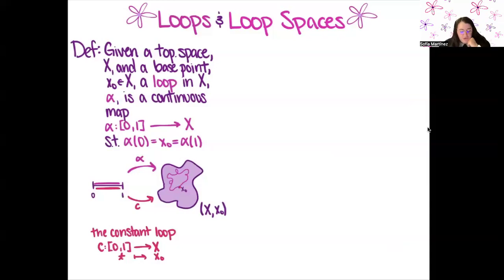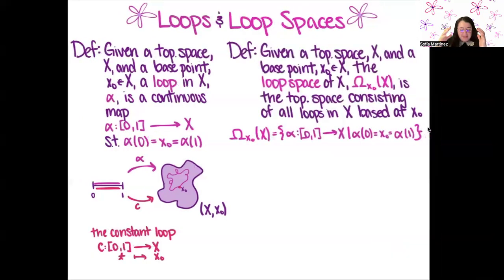All right. So with that being said, it's reason to suspect that you can study all loops, every loop ever, all the maps from the interval to your space. And that's defined to be the loop space. So given a topological space and a base point in that space, I define the loop space with respect to this base point to be another topological space, so another blobby thing, consisting of all the loops in X based at that point, right?